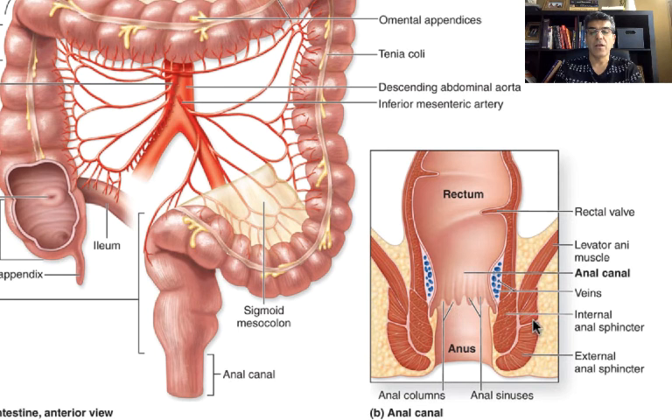However, you have control over defecation through the external anal sphincter. The external anal sphincter is part of the floor of the pelvis. It's a skeletal muscle, and you can voluntarily relax it if you wish to defecate.